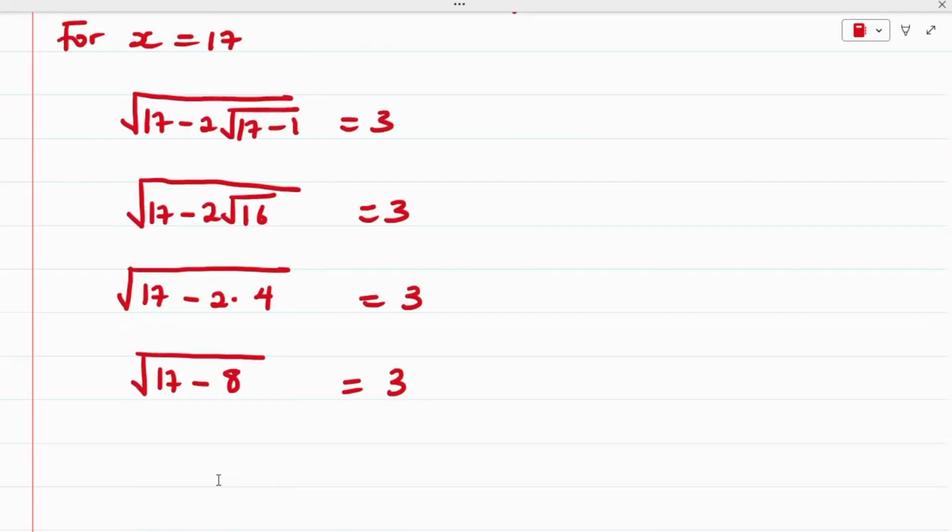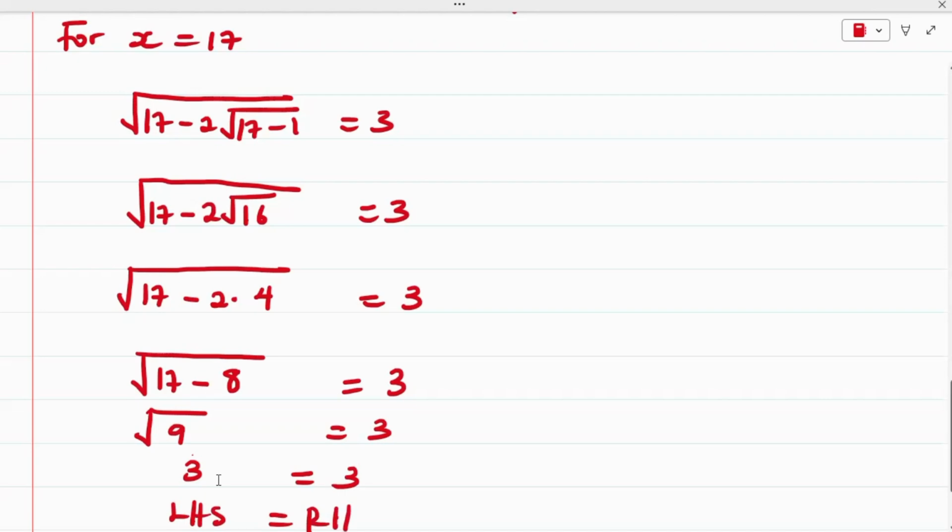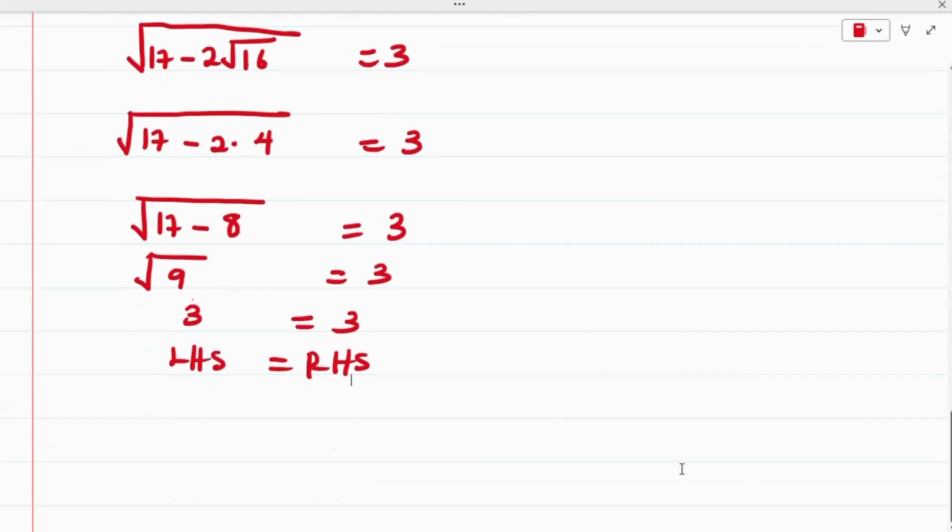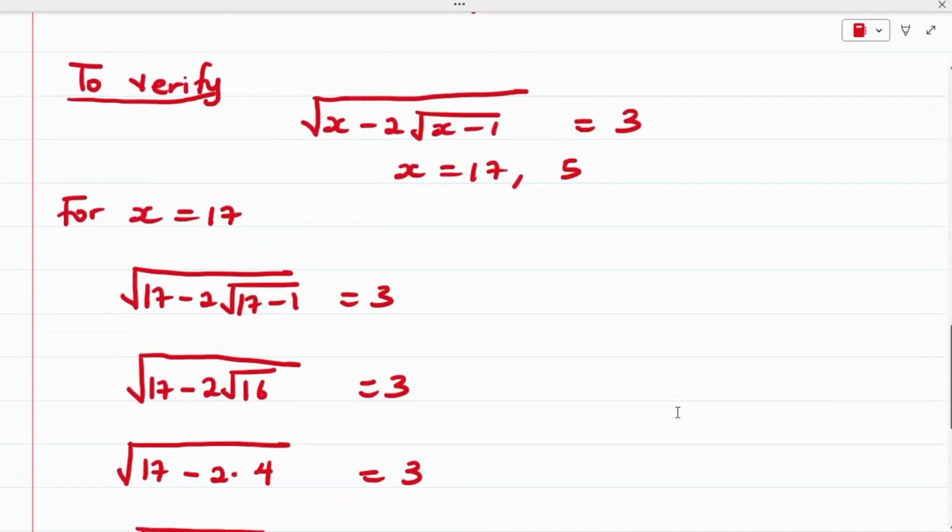So at this point we have this to be the square root of 17 minus 8 is 9, and this is equal to 3, and the square root of 9 is 3, which is equal to 3. So the left hand side is equal to the right hand side. So hence we can easily say that x equals 17 is a valid solution. Alright, so next let's simply verify x equals 5.